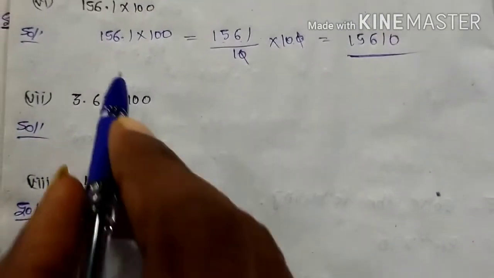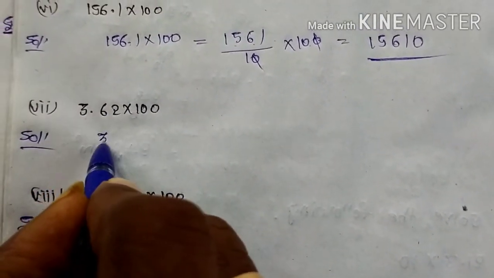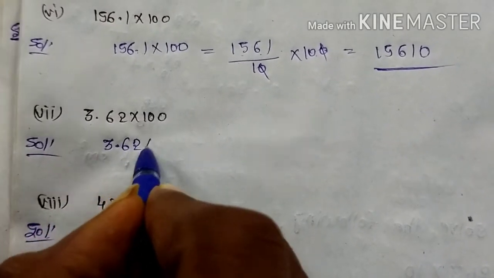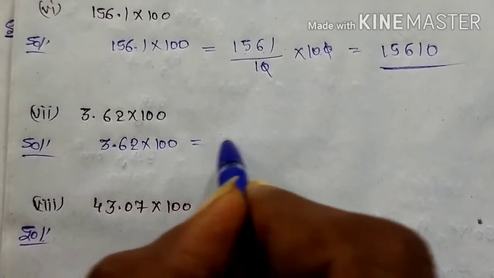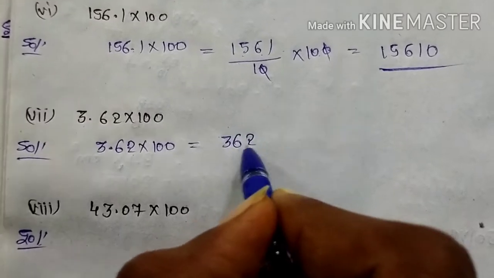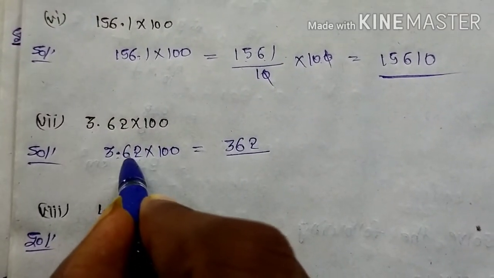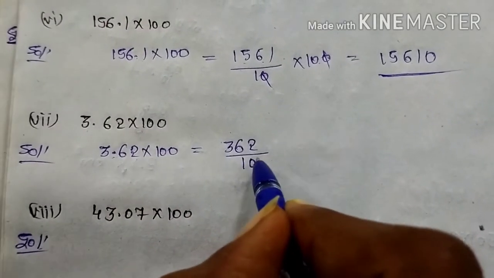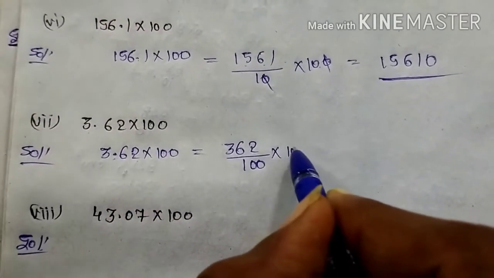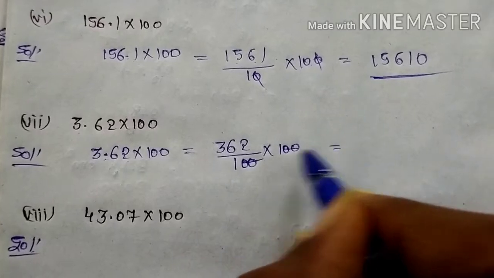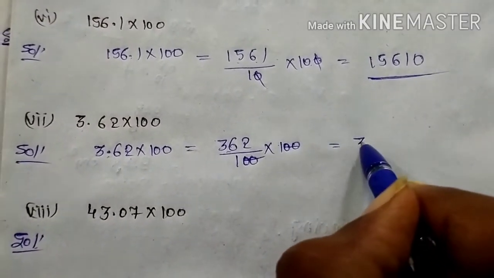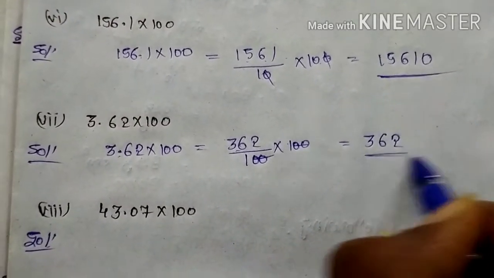In a similar way, one more problem: 3.62 into 100. You can write 362 by 100, because after the decimal point you have two digits, so you write 2 zeros. 100 into 100. The 2 zeros cancel. 362 into 1 means you are getting 362 as your solution.